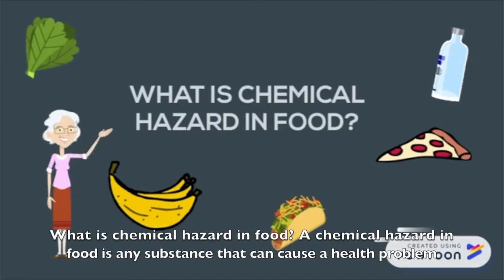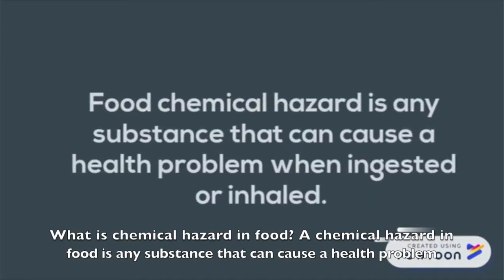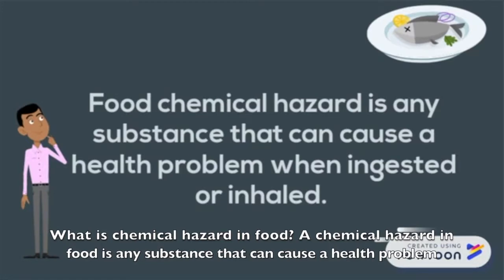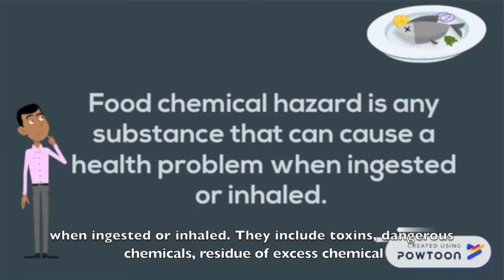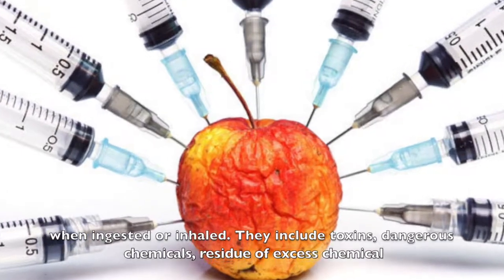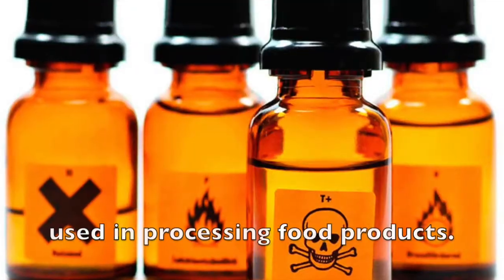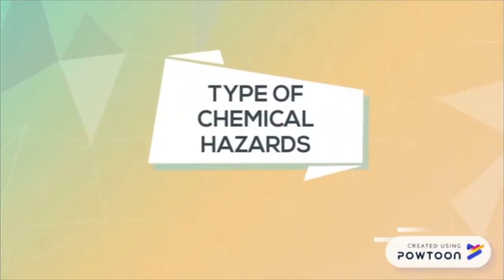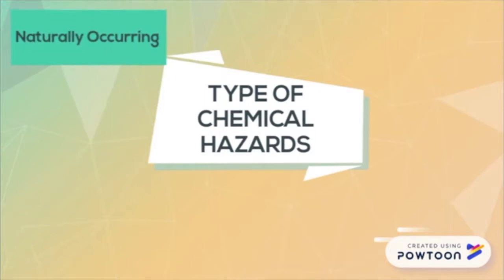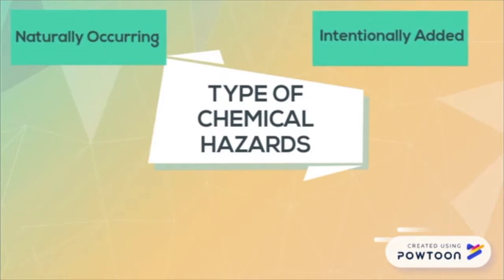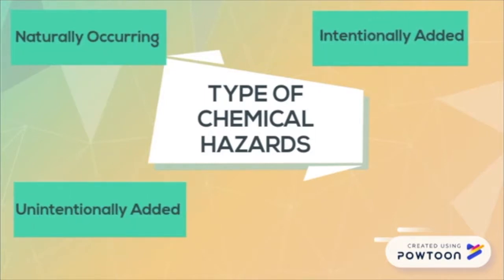What is chemical hazard in food? A chemical hazard in food is any substance that can cause a health problem when ingested or inhaled. They include toxins, dangerous chemicals, and residue of excess chemicals used in processing food products. There are four types of chemical hazards, which are naturally occurring, intentionally added, unintentionally added, and food allergens.